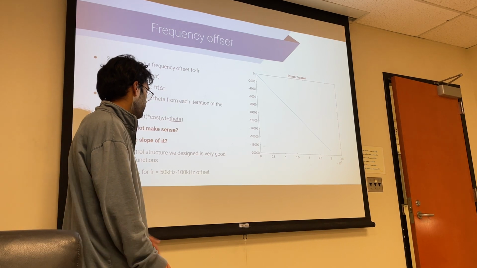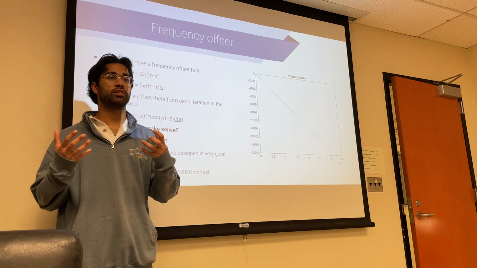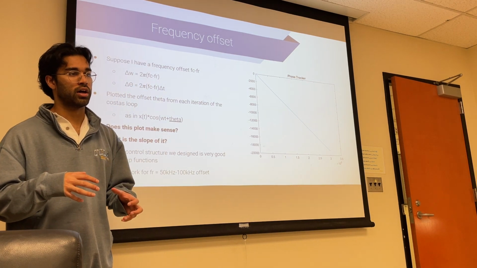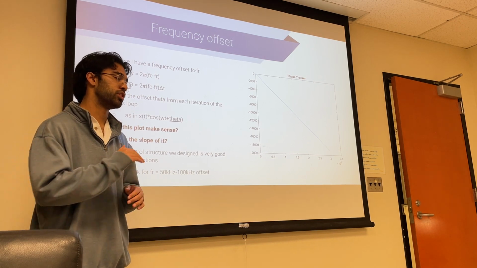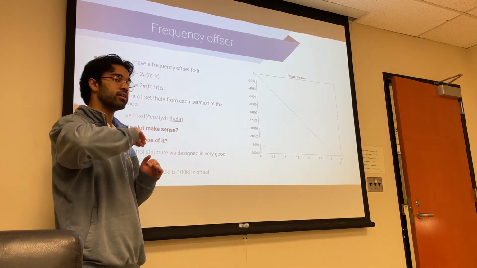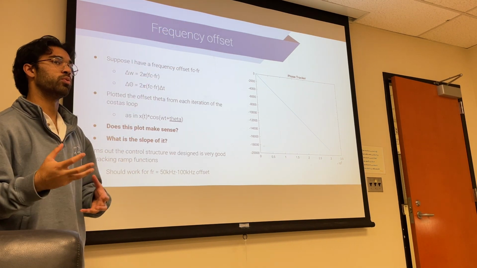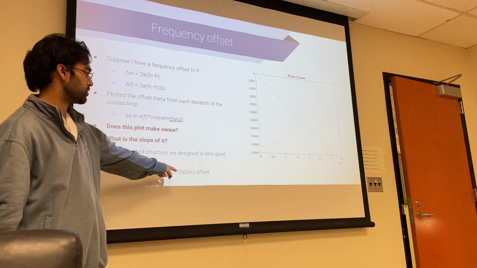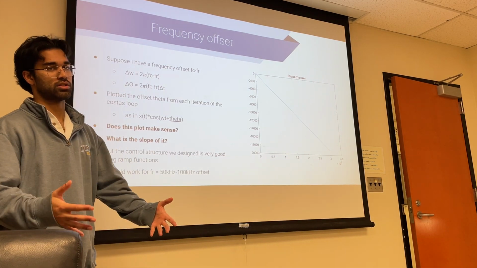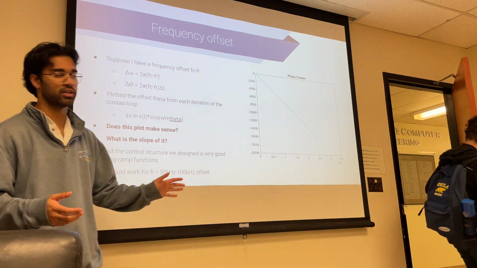Another thing to notice is that this is a ramp function, and we're implementing a control system on it. Even though you're tracking a moving offset, right, even though it's moving away from you, the control system works quite well for even a 50,000 hertz to 100 kilohertz offset. And so that tells you that this system is pretty rigorous.